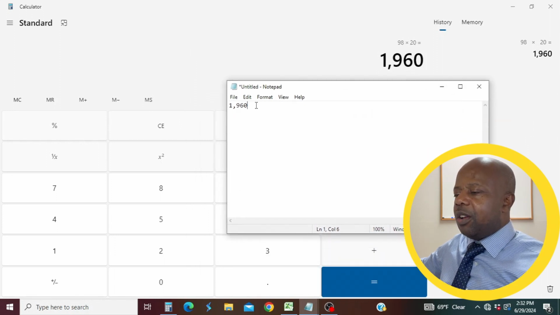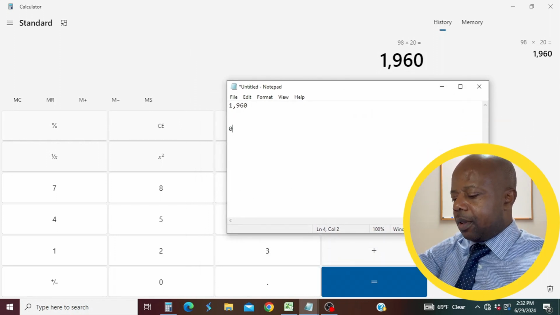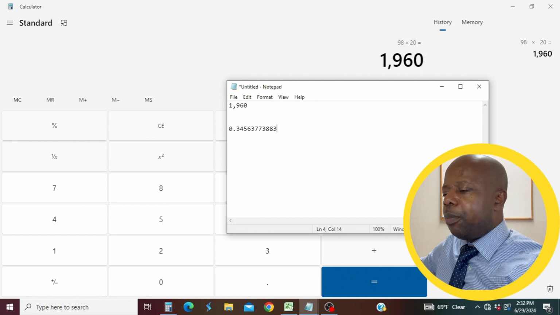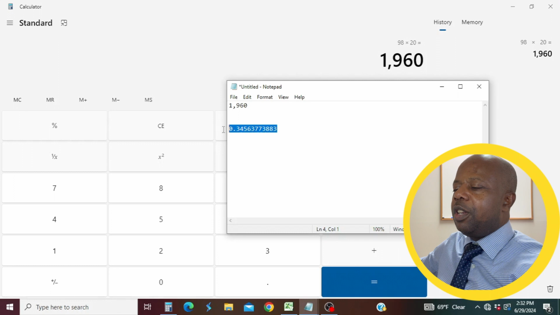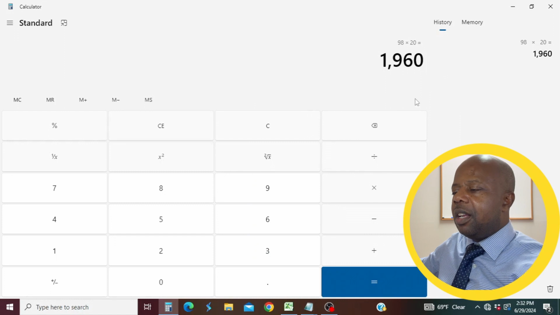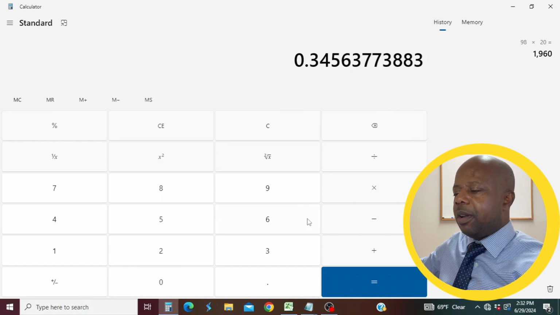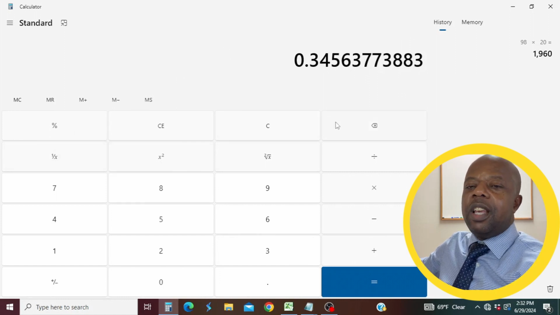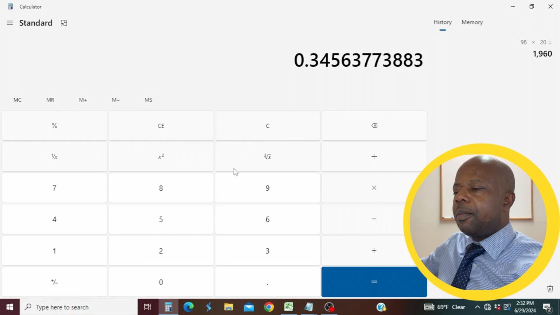So let's say I also have another number that is very, very important to me, which I save on my computer. I can also copy this number and bring it and use it in the calculator. Let's say I came to the calculator. Now I can paste that number and I can use it in calculation. All right, so now this was your standard calculator.